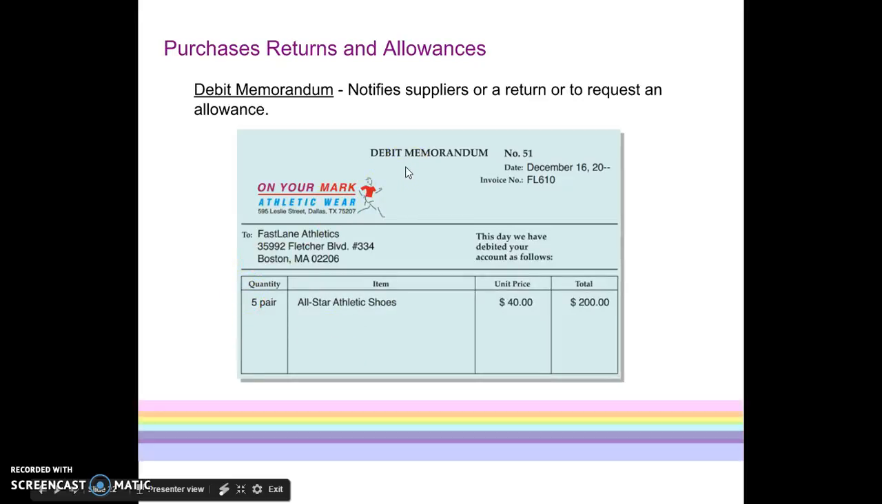Remember back in chapter 14 when we talked about credit memorandums. Well, if we are going to return purchased merchandise to a supplier, then we are going to process a source document known as a debit memorandum. This notifies the supplier of a return or requests an allowance. In this case, we are going to return 5 pair of athletic shoes at $40 a pair for $200. Now, with this being the source document, how are we going to process this and record it as a transaction?